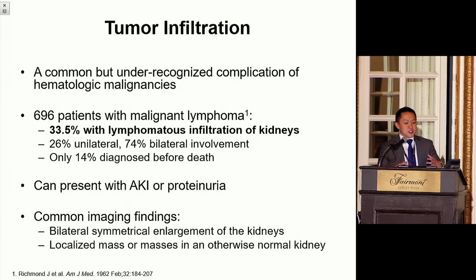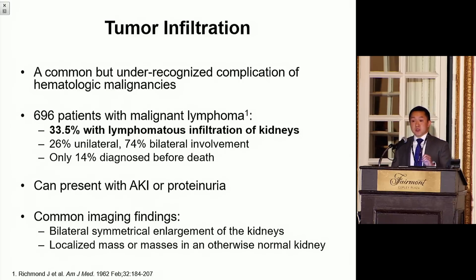So tumor infiltration is a common but actually under-recognized complication of patients who have hematologic malignancies. In this study of 700 patients who had malignant lymphoma, they found that about a third of patients actually had lymphomatous infiltration of their kidneys. In most cases, the involvement is bilateral. And interestingly, a very small percentage of these patients are actually diagnosed before they die.